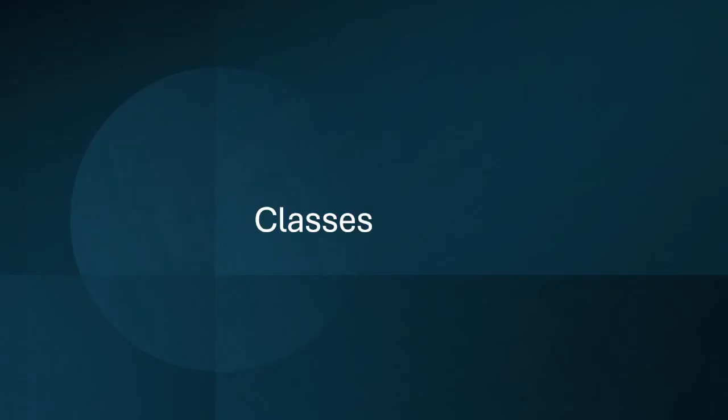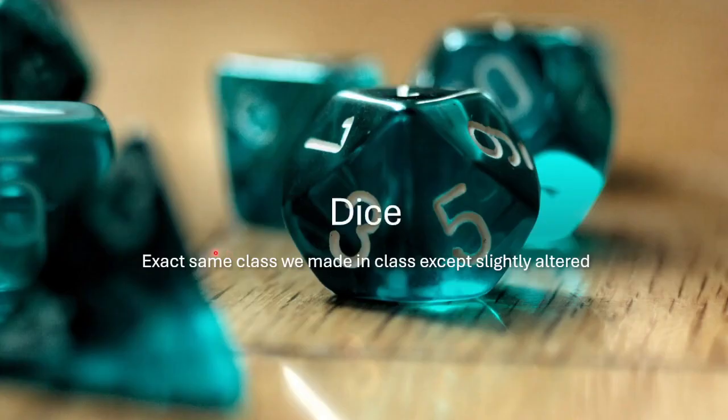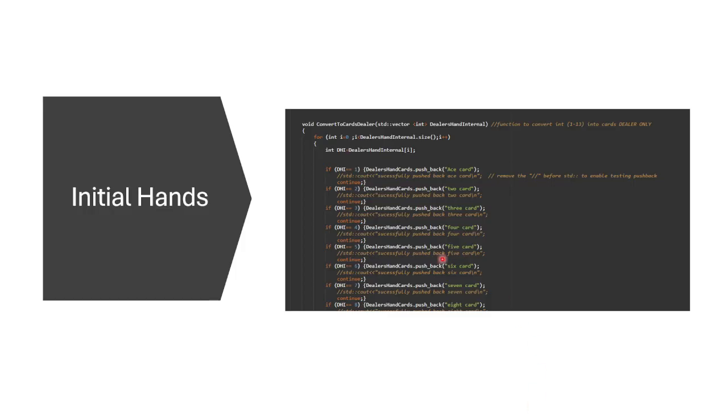Next up are some of the classes we used in the program. We used a dice class, pretty much exactly the same as what we made in class, except we changed the number of sides to 13 to accommodate the types of cards. Then we had an initial hands class, which would deal 2 cards to the player, and as you can see here, it would also change the integer values that we get from the dice into strings, so you could get readable cards in the game.